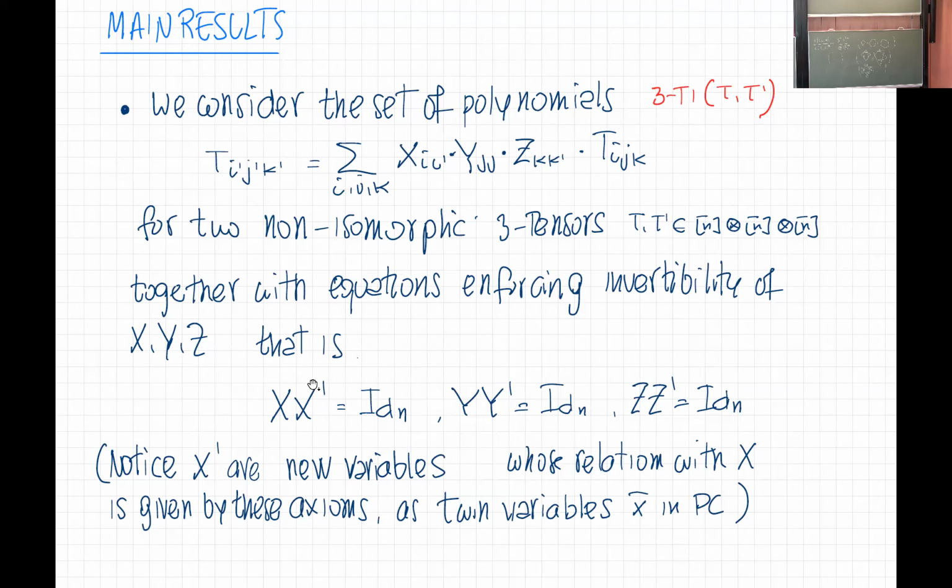This is done to keep the degree bounded of all the initial polynomials, because otherwise the degree would have been already big. So then we introduce some new variables x prime, which are related with the x, and essentially are related through this axiom. So more or less like you use twin variables in polynomials.